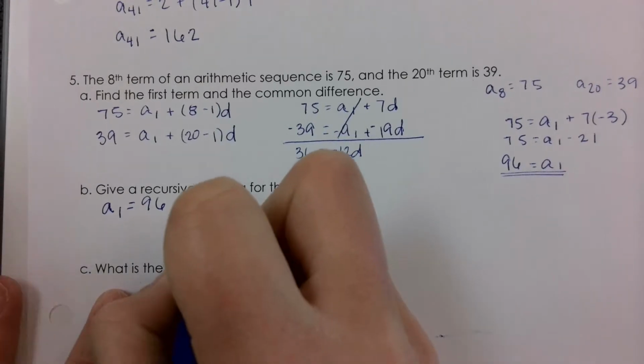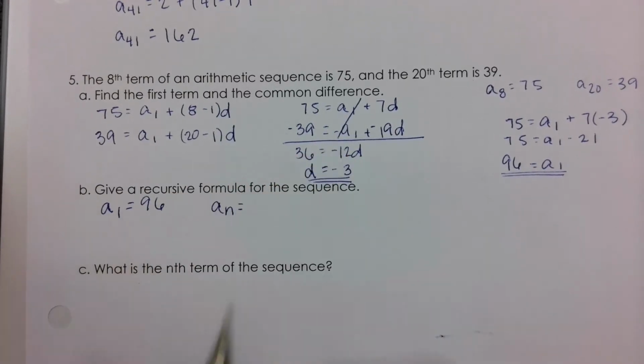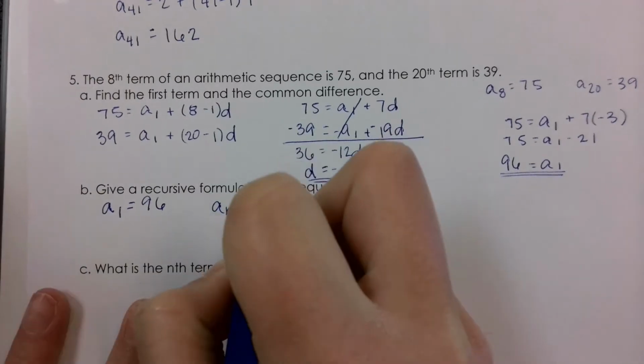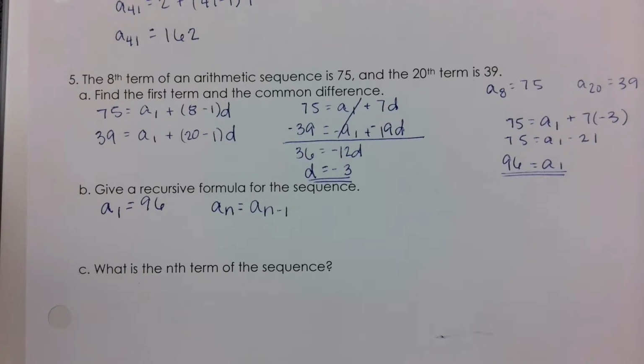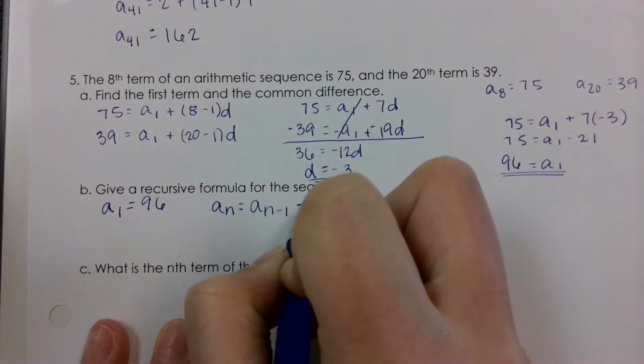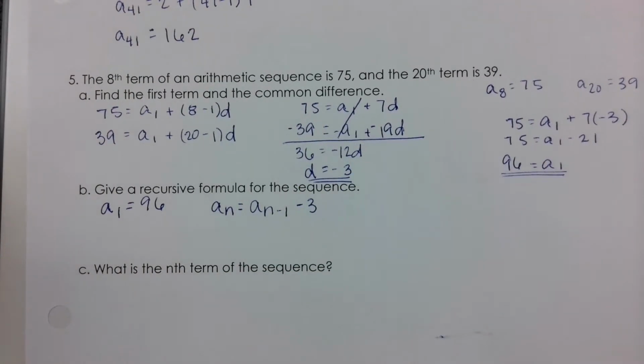And then our rule is going to be a sub n equals a sub n minus 1, which we will still use a sub n minus 1. And then it says plus d, so we know that d was negative 3. So we'll just say minus 3. And that's our recursive formula. That's all there is to it. Is that okay?